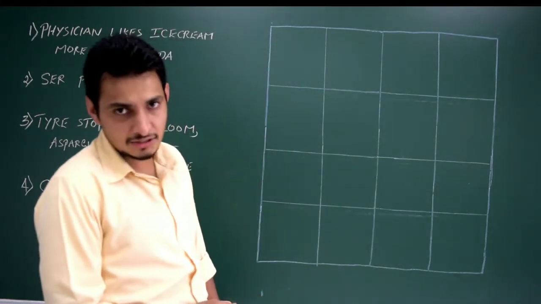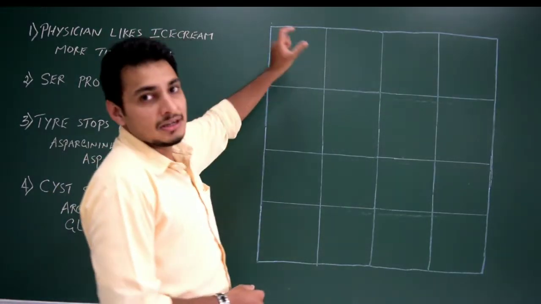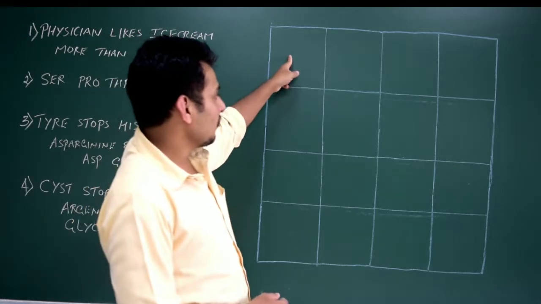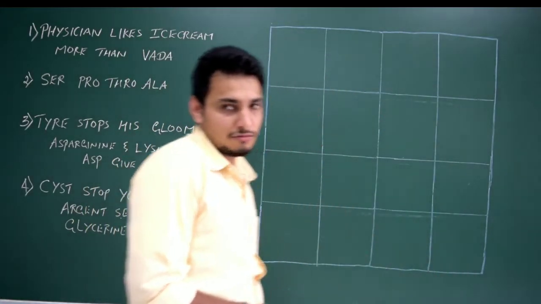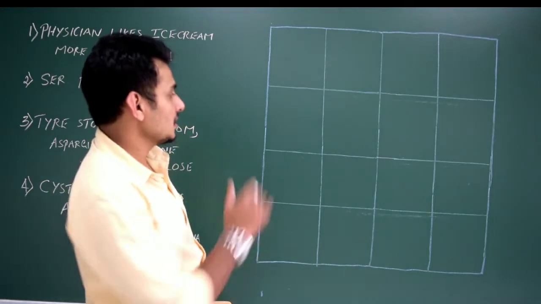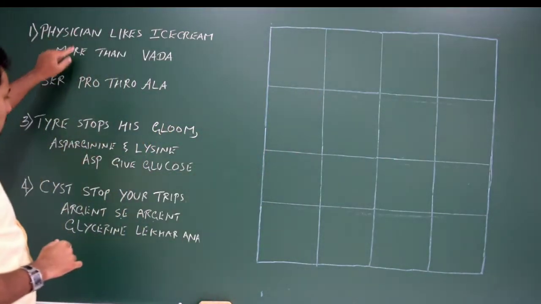16 small boxes are there. In each box we need to write 4 codons, so 4 times 16, a total of 64 codons. That is 4 to the power 3, 64 codons. To understand this, first you need to memorize something.